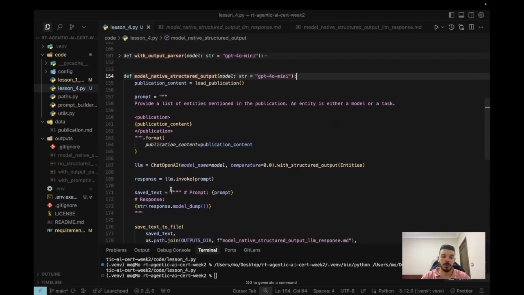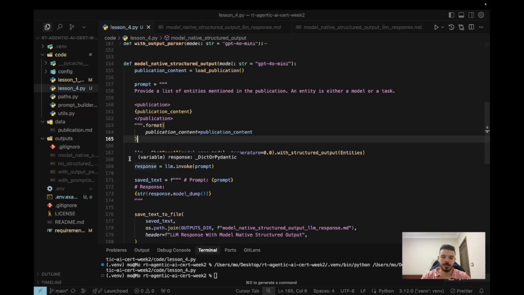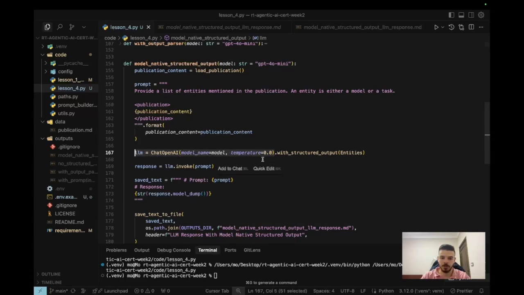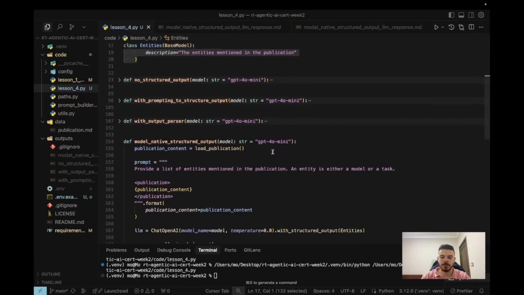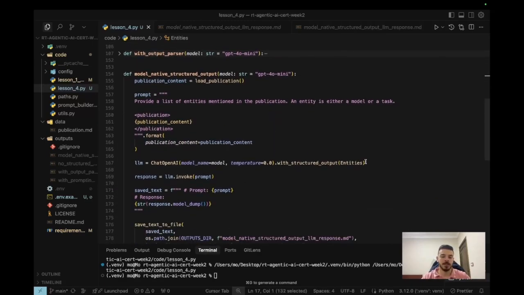And what we have here is very simple. It's the same prompt. And this time you can see it has no formatting instructions. We are not telling the LLM how the output should look. Instead, the only difference is in this line. Whenever we are instantiating the LLM, we used to do this part only, the ChatOpenAI object. So this is the new thing. We add the with_structured_output function, and we give it the entities, which is the Pydantic class that we defined in the beginning. So why is this much more powerful?